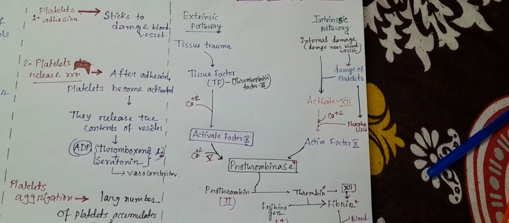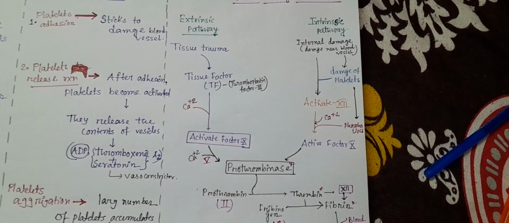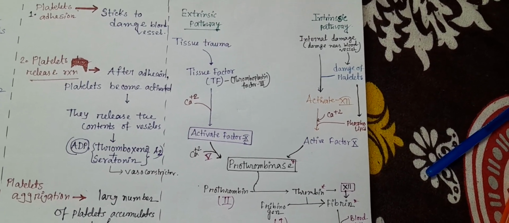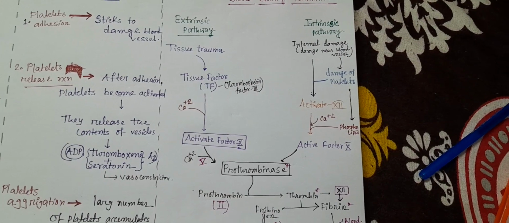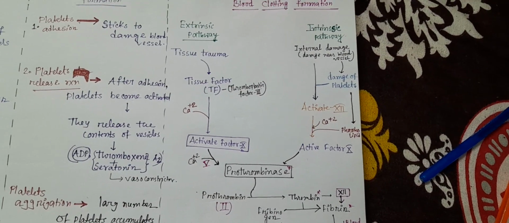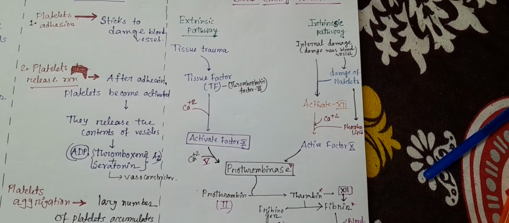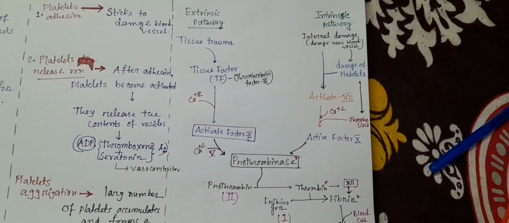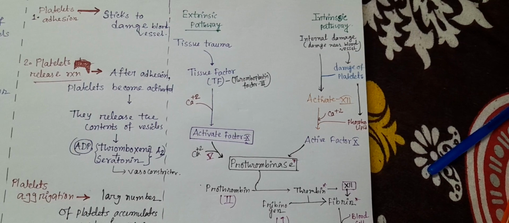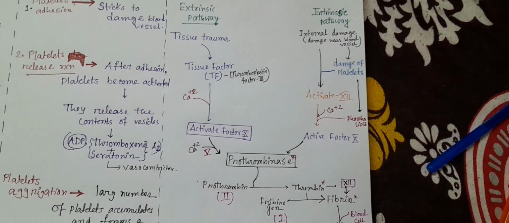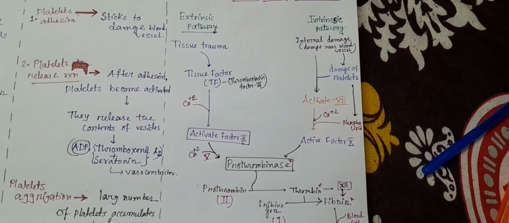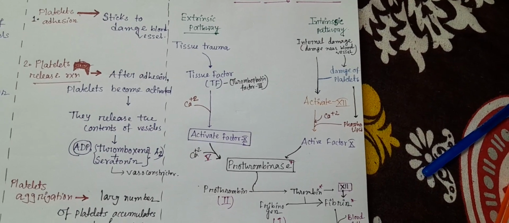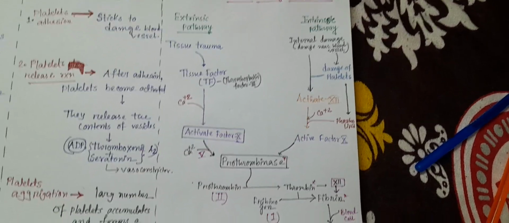In both pathways, prothrombinase becomes activated, right? After the activation of the enzyme prothrombinase, this activated enzyme converts prothrombin to thrombin. We know prothrombin is an inactive factor 2, right? When it gets converted into thrombin, it becomes activated, and this reaction happens with the help of the prothrombinase enzyme.